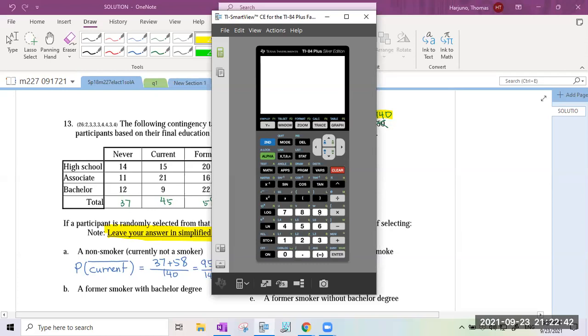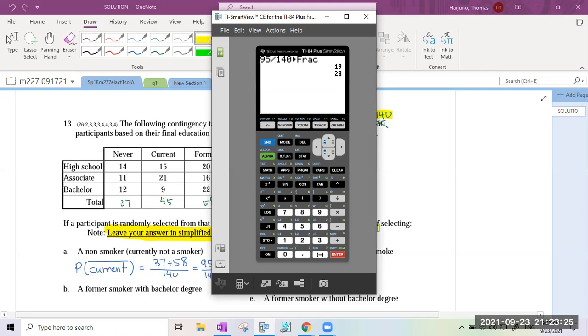Okay, we have 95 over 140. Is it right? If you press enter right now, it will give you decimal. Agree? But we don't want decimal, we want simplified fraction. Then how to make it into simplified fraction? You press math here, and the first option. This means convert to fraction. It's already a fraction though, Thomas. Yes, it is already a fraction, but when you force it to write in fraction, it will give you simplified fraction.